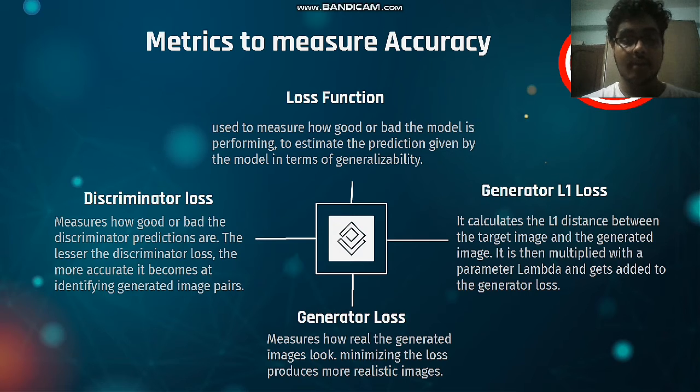And generator loss generally measures how real the generated images look. Minimizing the loss produces more realistic images. Coming to generator L1 loss, it calculates the L1 distance between the target image and the generated image. It is generally multiplied with a parameter lambda and added to the generator loss.